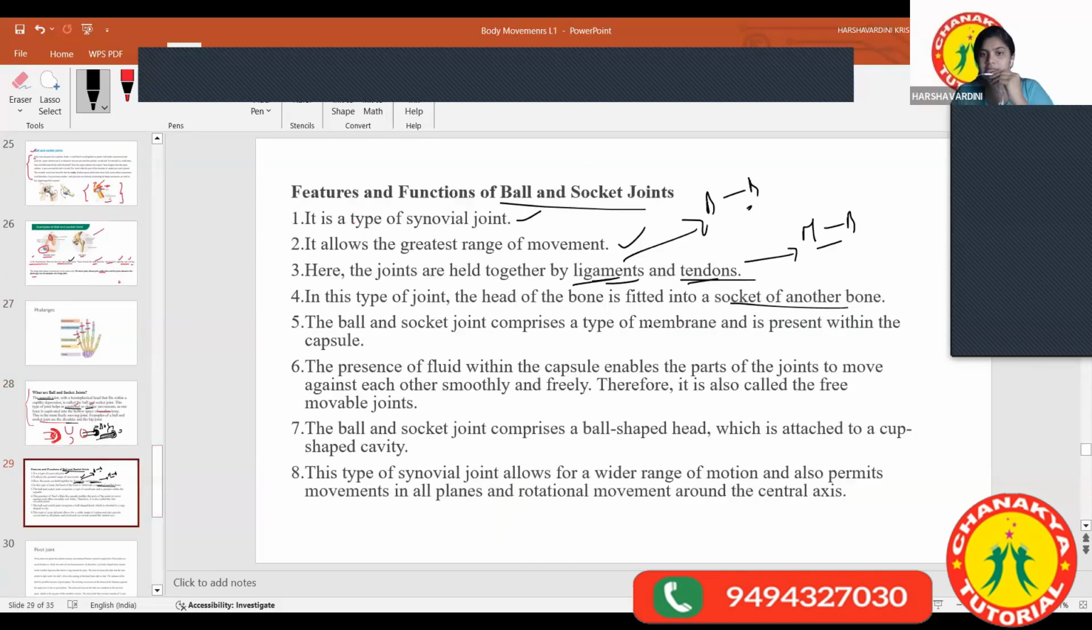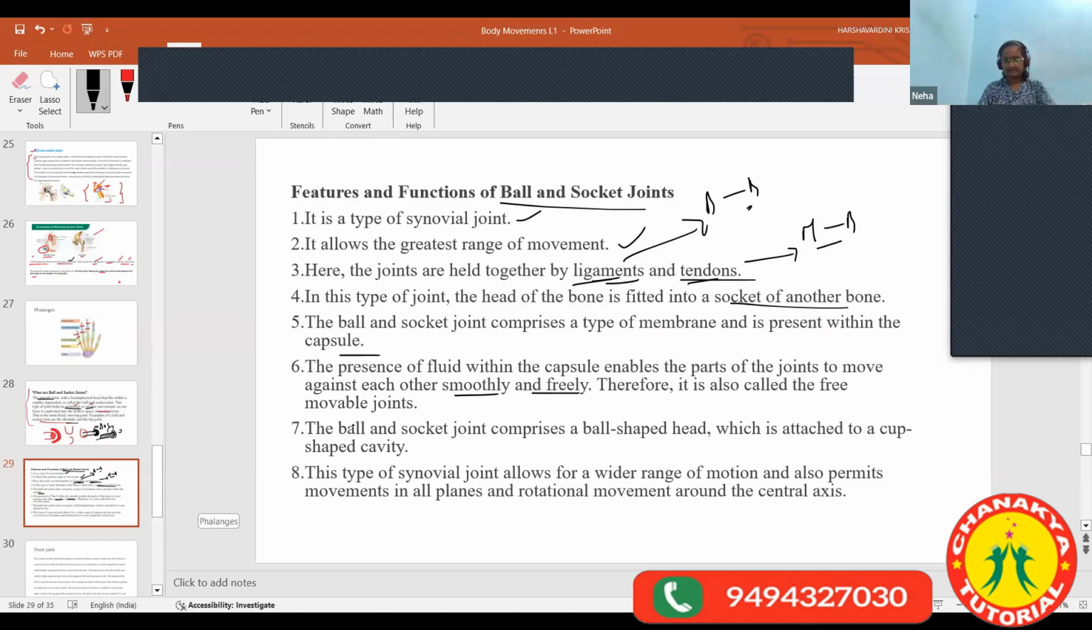The ball and socket comprises a type of membrane that is present within the capsule. The presence of fluid within the capsule enables the parts of the joint to move against each other smoothly and freely. Obviously, it's a synovial joint. They will have a synovial cavity and synovial fluid. They are attached to another bone, so a bone to bone connection is there. When they rub each other, they will have friction. To reduce the friction, they should have synovial fluid.